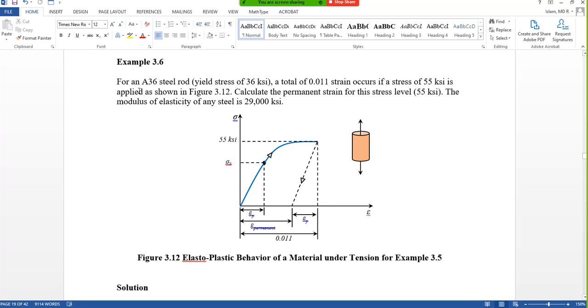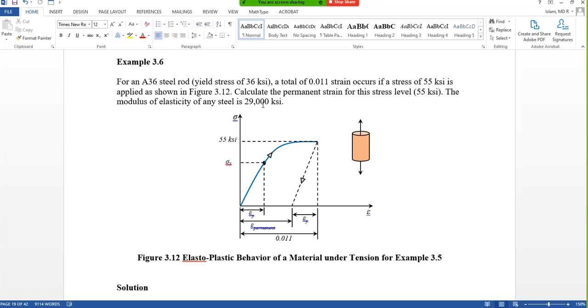The modulus of elasticity of any steel is 29,000. Yes, this statement may be new to you. For any steel at room temperature, the modulus of elasticity is 29,000 KSI. You can memorize this.